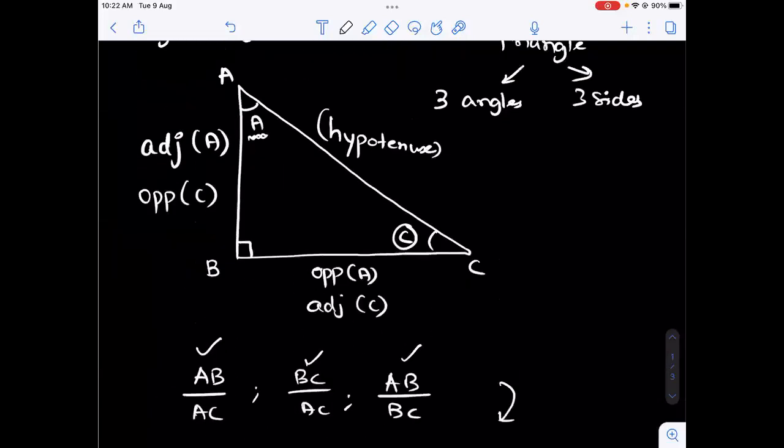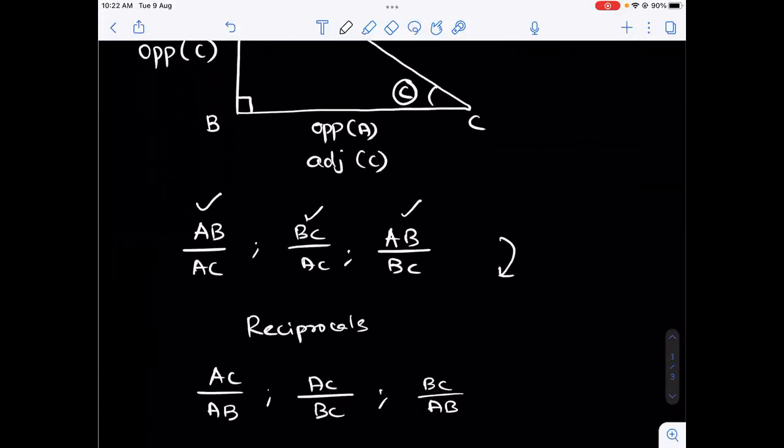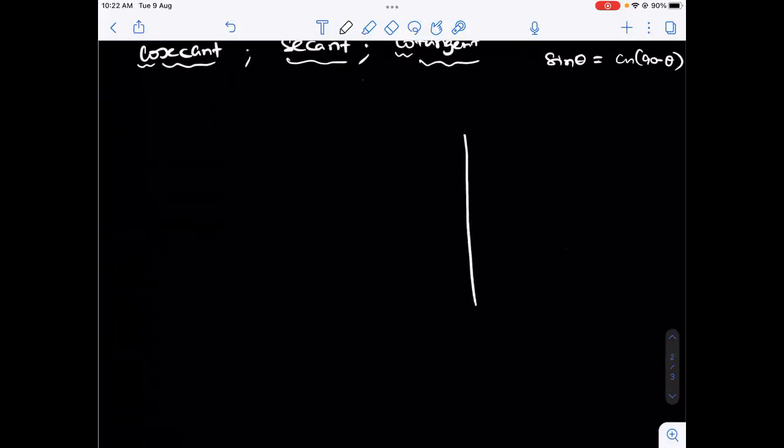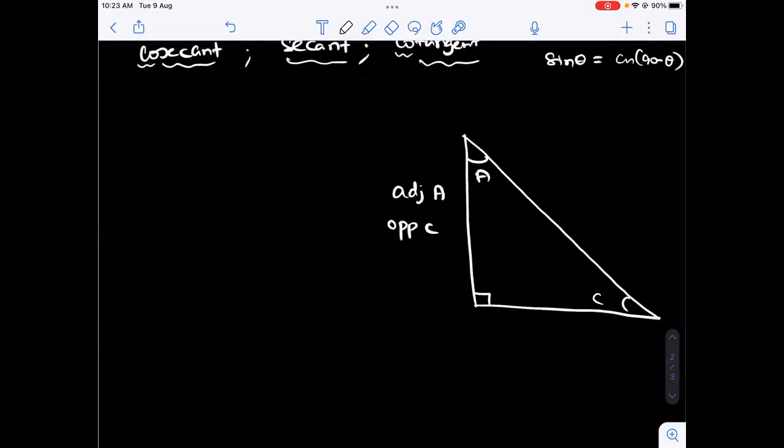Okay, till here, no doubt, no? Right? You got the logic? Right. So if I take something like this, if I take this as A and this as C, so first I'll go with the angles: adjacent of A, opposite of C. Adjacent of C, opposite of A. This is the hypotenuse. Am I clear with this? Right.